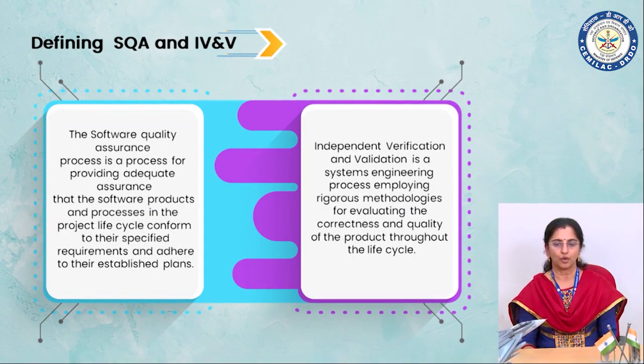Let us now understand what is software quality assurance and what is independent verification and validation, or IV&V. So when we define it, software quality assurance is a process for providing adequate assurance that the software products and processes in the project lifecycle conform to their specified requirements and adhere to their established plans. Independent verification and validation is a system engineering process employing rigorous methodologies for evaluating the correctness and quality of the product throughout the life cycle. Sudha, can you bring out the differences between SQA and IV&V?